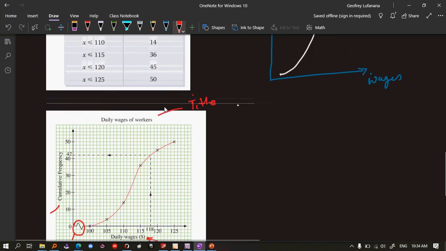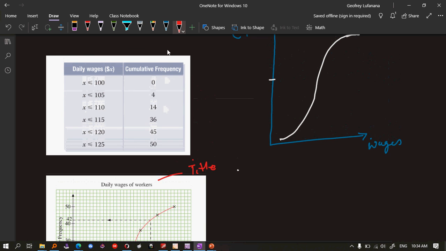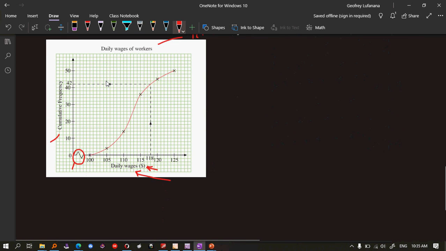You notice that my wages start from 100. So if I was to draw a graph from 100, either the scale has to be very big, counting in 100s, 200s, or 50s, but then it would mean that my graph will start over this side. So we put this sign to show the person reading the graph that there are very many numbers here. Then I start from 100.